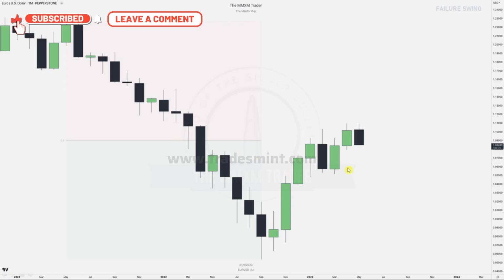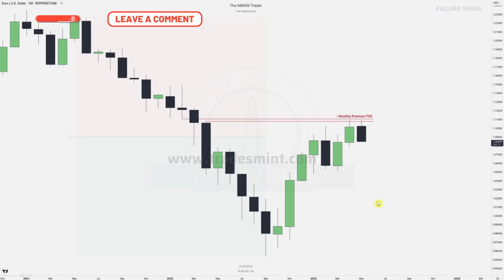So what did we hit recently? Did we hit a higher time frame PD array? We've got this monthly premium fair value gap, right? So that's a perfect area where we can reject from, and on the lower time frame we can scout for an opportunity to get into a sell. So let's go to the daily chart.